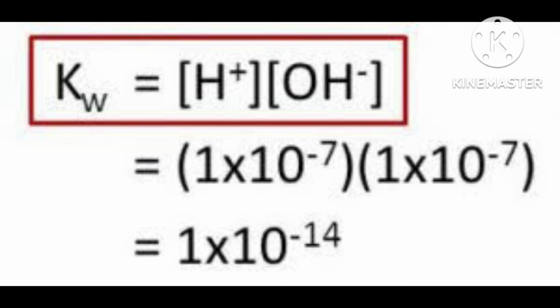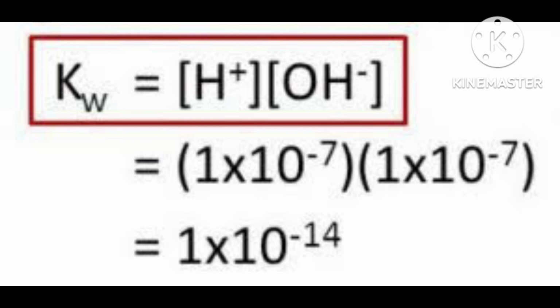The concentration of water is omitted from the denominator, as water is a pure liquid and its concentration remains constant. Hence we need not write the H2O concentration in the denominator; it is incorporated within the equilibrium constant. Or simply, K is equal to the molar concentration of H3O plus into the molar concentration of OH minus, divided by H2O.